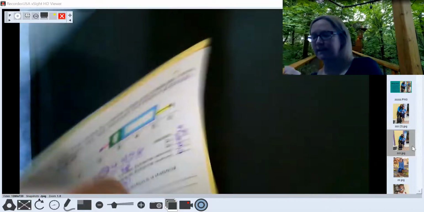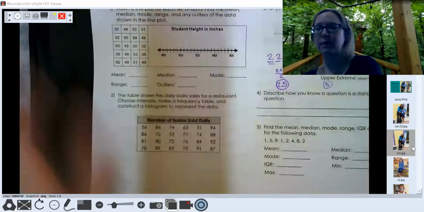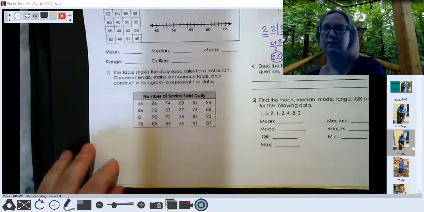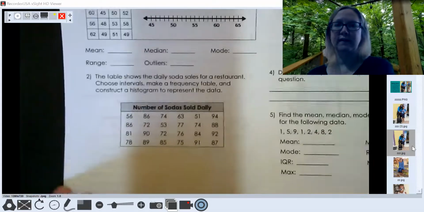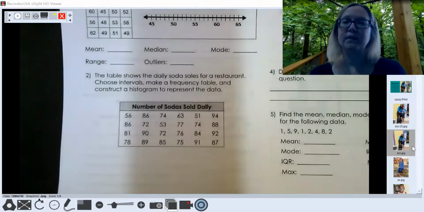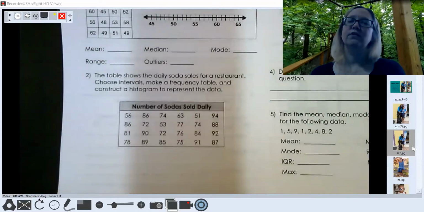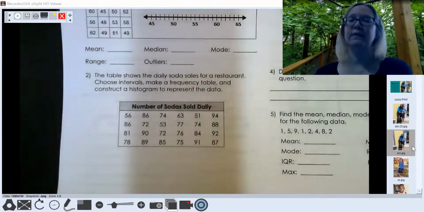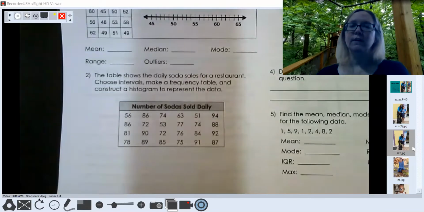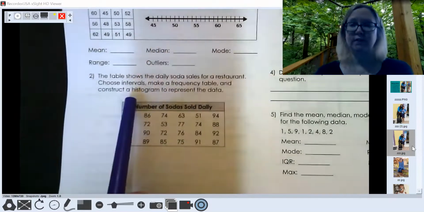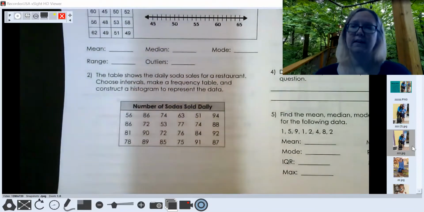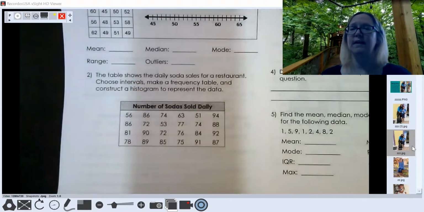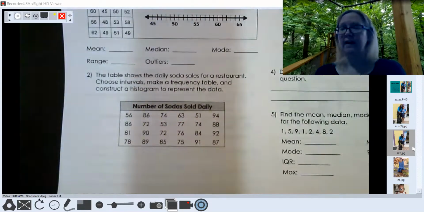All right, so 17A, problem number 2 is what I want to take a look at. The table shows the daily soda sales for a restaurant. Choose intervals, make a frequency table, and construct a histogram to represent the data. So the first thing we need to do is choose our intervals. So that's our groups of data. Like, how are we going to group it together? Is it going to be groups of 3 numbers, groups of 5, groups of 20?